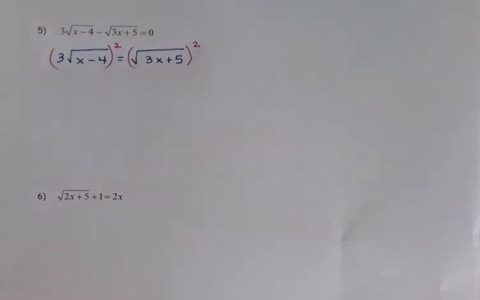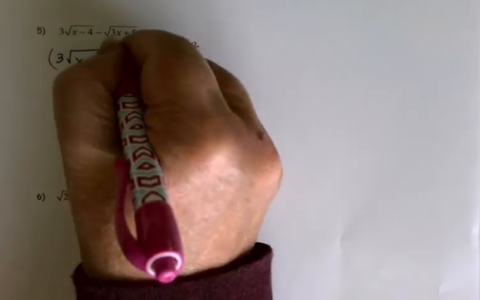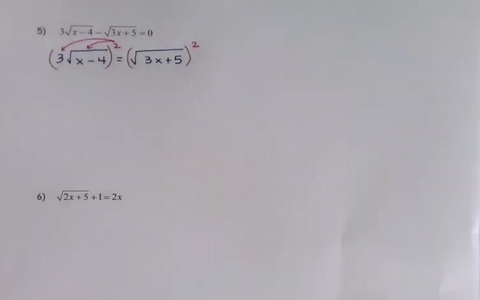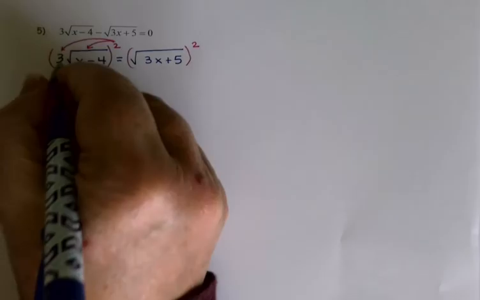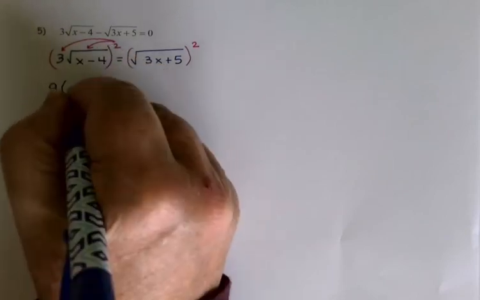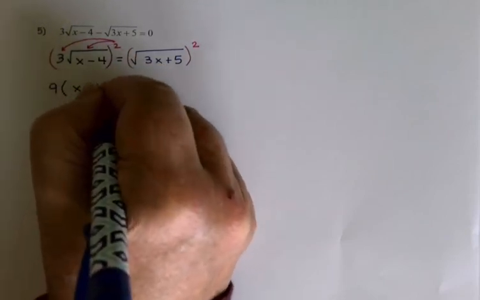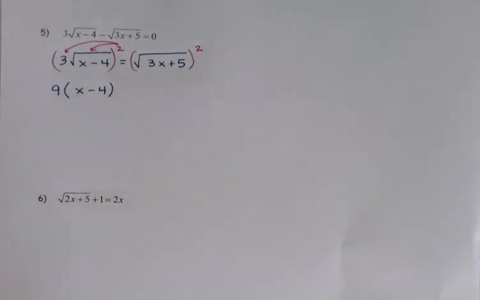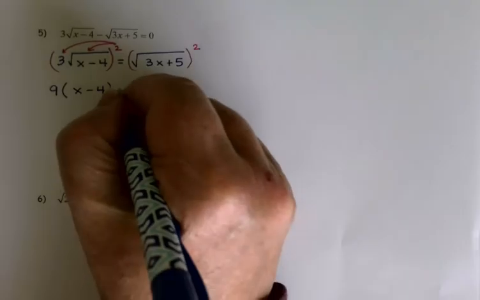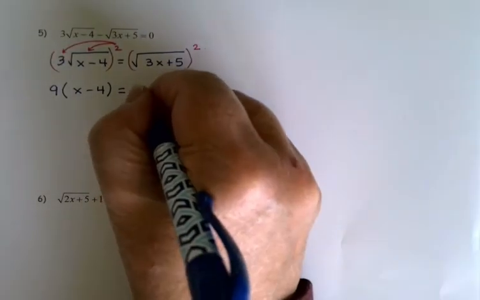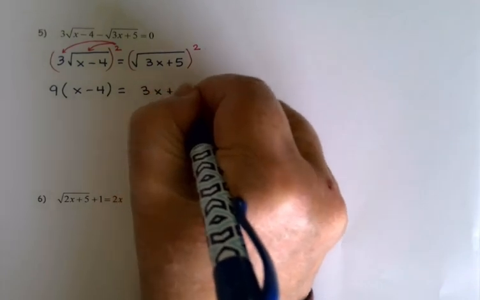And here's where you have to be a little bit careful. Notice that when you're squaring, this time you have two factors, and you'll have to square both of them. 3 squared is going to give me 9, and then squaring the square root gives me just x minus 4. 9 multiplies that whole thing, so I did put parentheses in, so I don't forget to distribute the next step. The other side's a little bit more straightforward. Squaring the square root just gives me 3x plus 5.